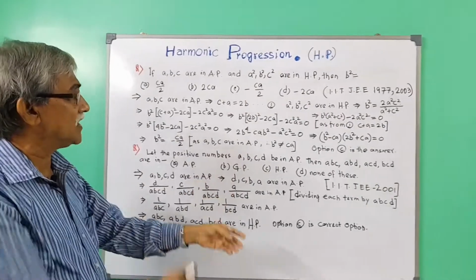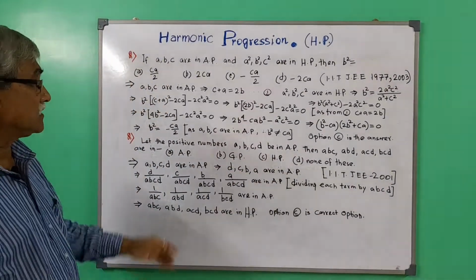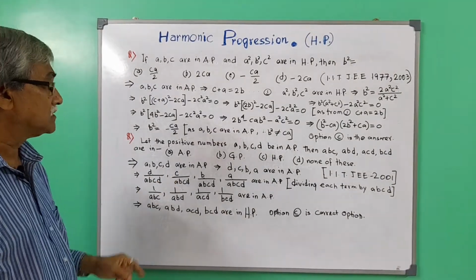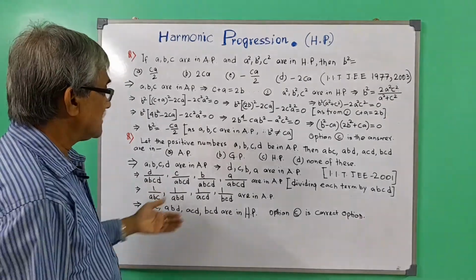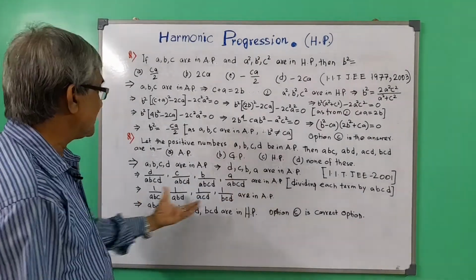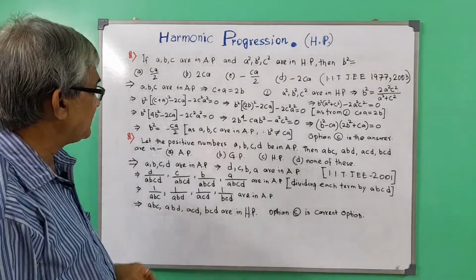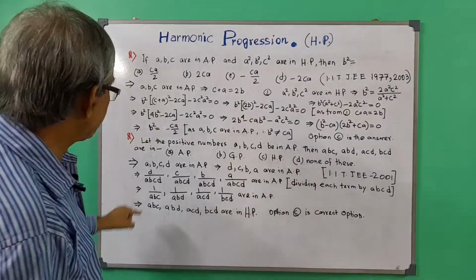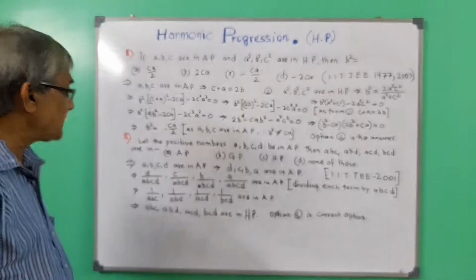Therefore, if I revert the order, D, C, B, A are in AP. Then, by the property, I can divide each term by A, B, C, D. The same number divides each term, so these terms are in AP. Now you cancel the common factor, and 1 by ABC, 1 by ABD, 1 by ACD and 1 by BCD are in AP. And these reciprocals being in AP means the terms are in HP.